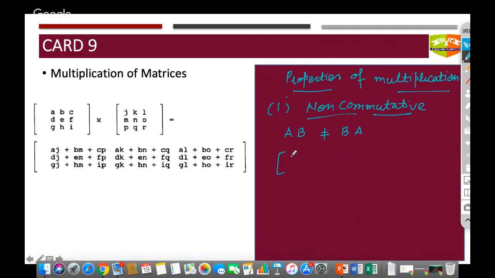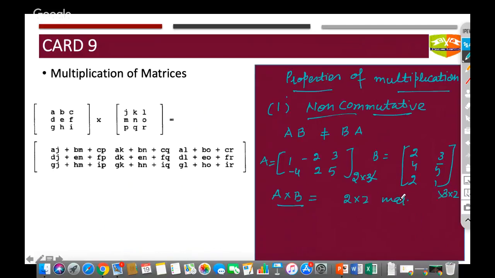I take 1, -2, 3, and -4, 5 as my matrix A. And I take an example of B: you take 2 4 2 and 3 5 1. A is a matrix of 2 into 3, and B is 3 into 2. So A into B is a 2 into 2 matrix, because this 3 gets vanished as I just told you, and B into A would be, because this is 3 into 2 and this is 2 into 3, so this 2 gets vanished, a 3 into 3 matrix.